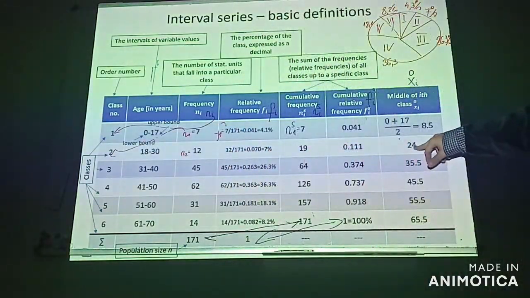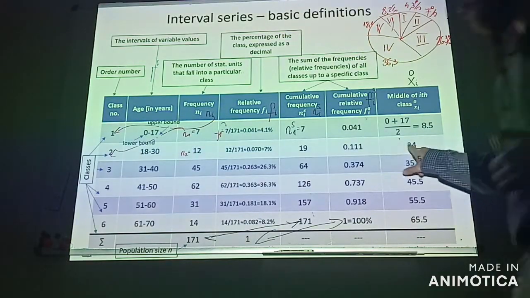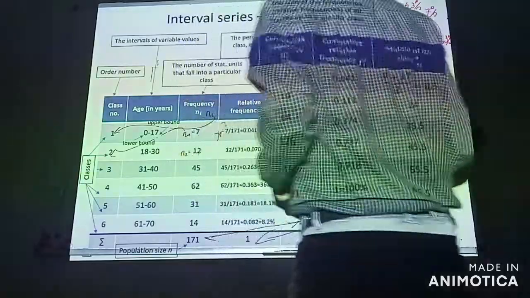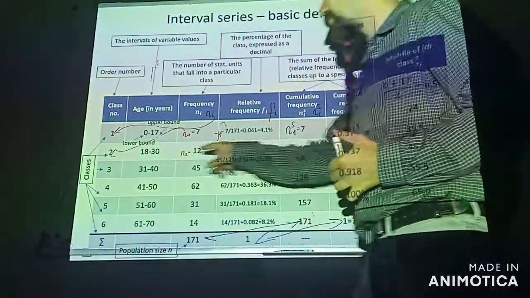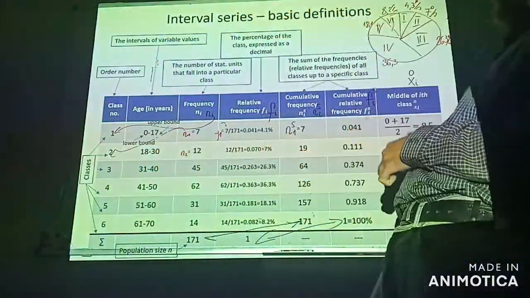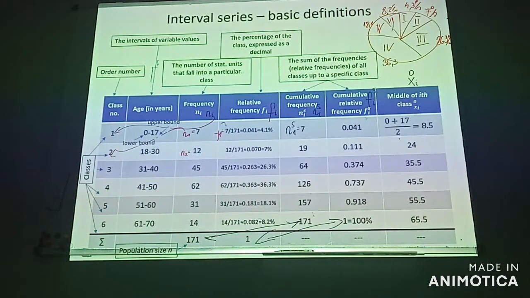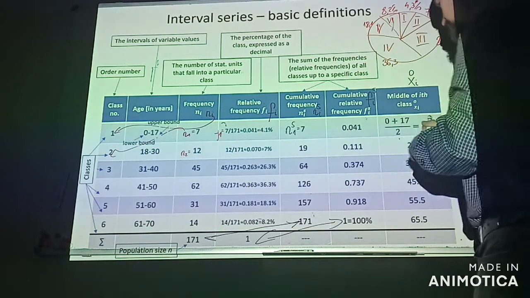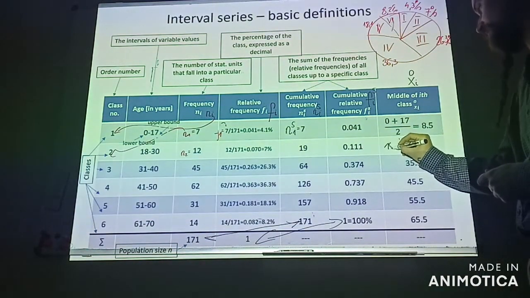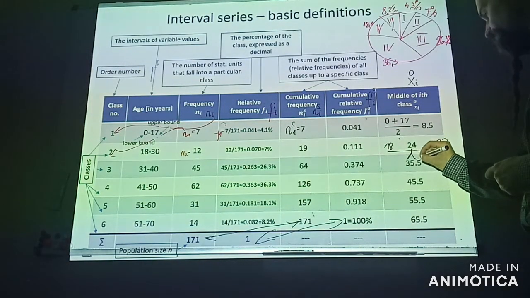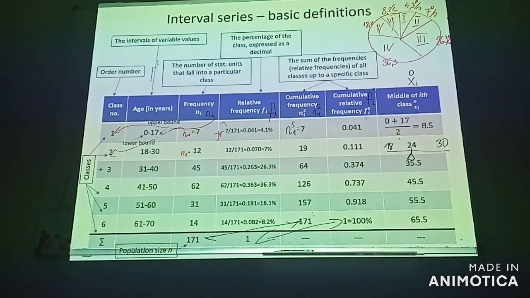Here, 24: the distance between 18 and 24 and between 24 and 30 is exactly the same. Here we have 18, here we have 30, and the value 24 is placed exactly in the middle between 18 and 30.